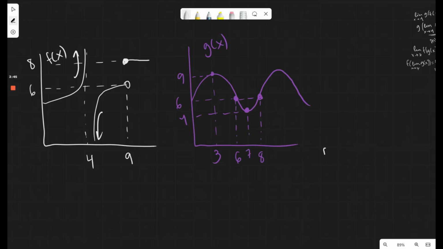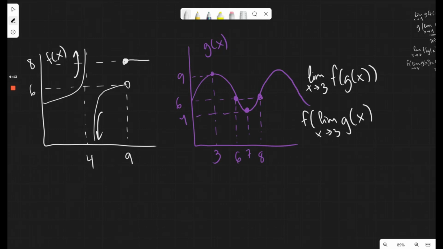So let's talk about how these functions can exist if one part doesn't exist. So what about the example of the limit as x approaches 3 of f of g of x? So for this one, this is f of the limit as x approaches 3 of g of x.